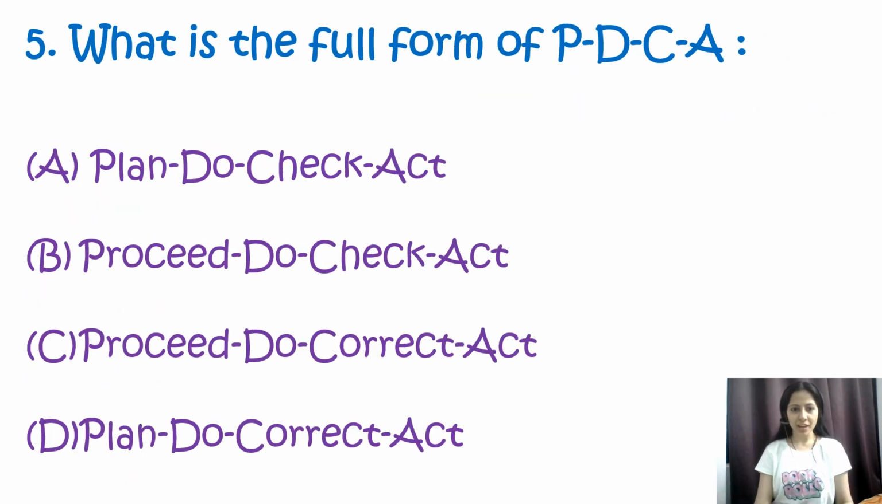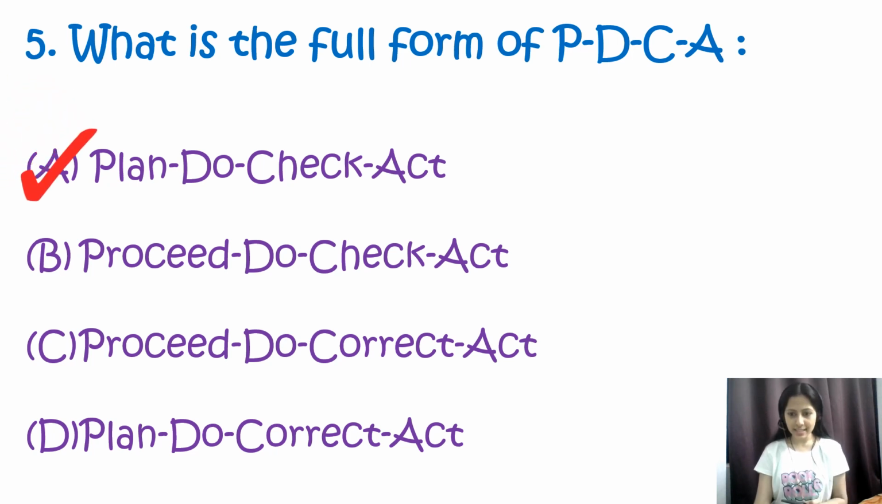So question number 5: what is the full form of PDCA? So options are Plan Do Check Act, Proceed Do Check Act, Proceed Do Correct Act, or option D, that is Plan Do Correct Act. So over here my correct option is A, that is Plan Do Check Act.